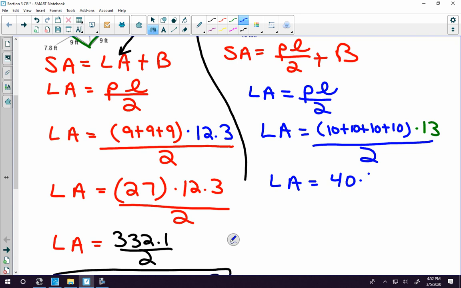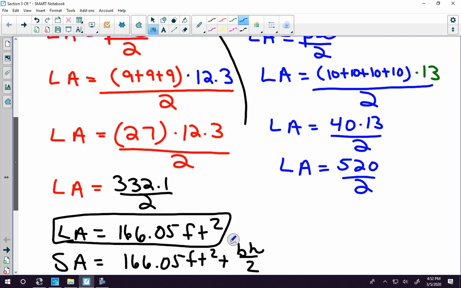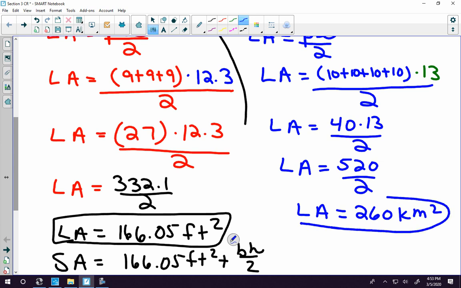So our lateral area of the square pyramid in number 2 is going to be 40 times 13 divided by 2. So our lateral area, it's got to be, let's see, 520 divided by 2. So we got half of 520. So our lateral area is going to be 260 square kilometers. Okay, so we got 260 square kilometers for the lateral area of the square pyramid in number 2.